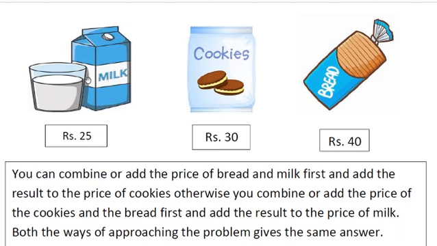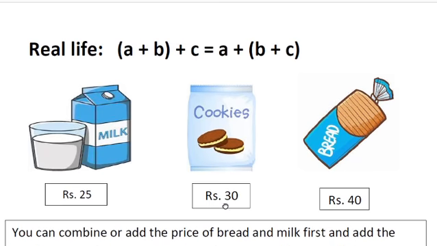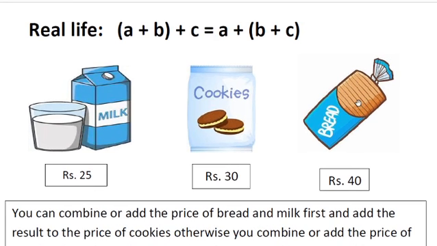You're going to buy three items. If you want to find the total of these three items, immediately what you will do, you will add any two items first. It can be bread plus milk, right? What is the bread value here? 40. So 40 plus 25 is nothing but 65. After adding these two, you will add along with the remaining one. The remaining one here is cookies. So 65 plus 30, that makes 95.